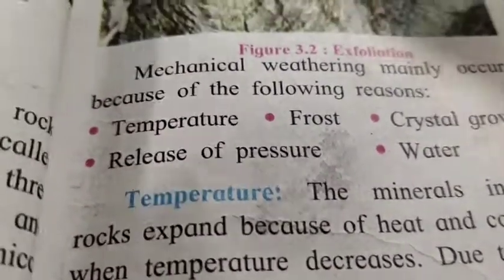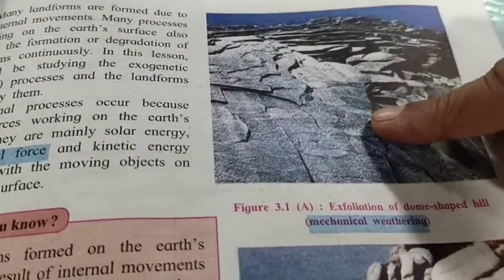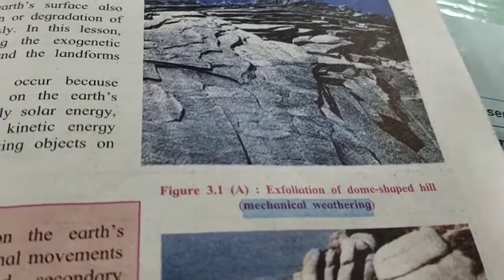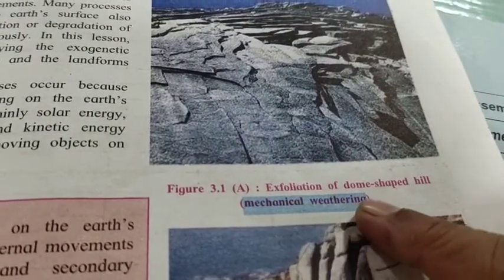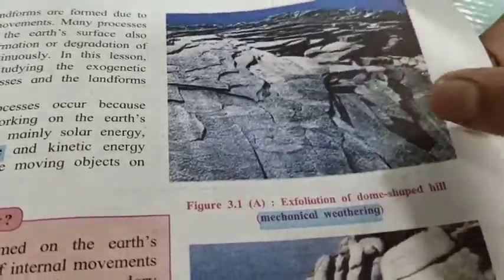So let us try to understand how the exfoliation of a rock happens. We can see that the exfoliation of the rock has happened here. We can see in this image. You can also read the heading over here, the labeling. It is the exfoliation of dome shaped hill. So this is the example of exfoliation.